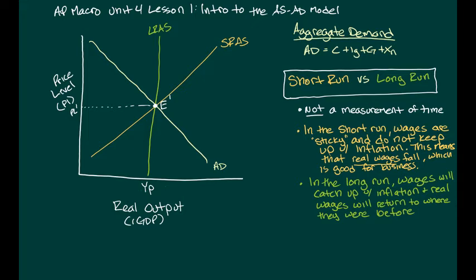So at the end of the day, the things that cause aggregate demand to change are the exact same things that cause GDP to change. They have effectively the same major components.